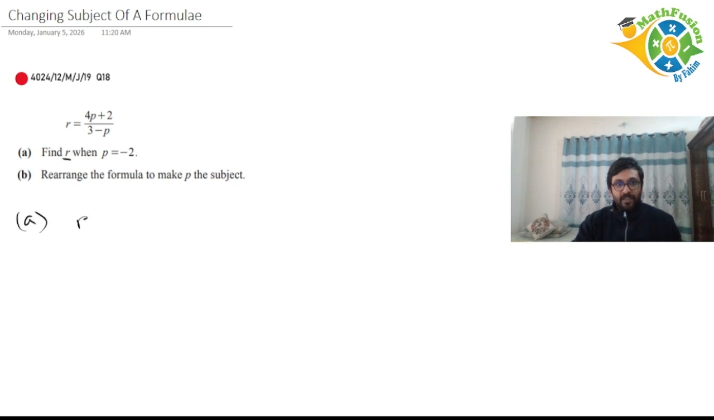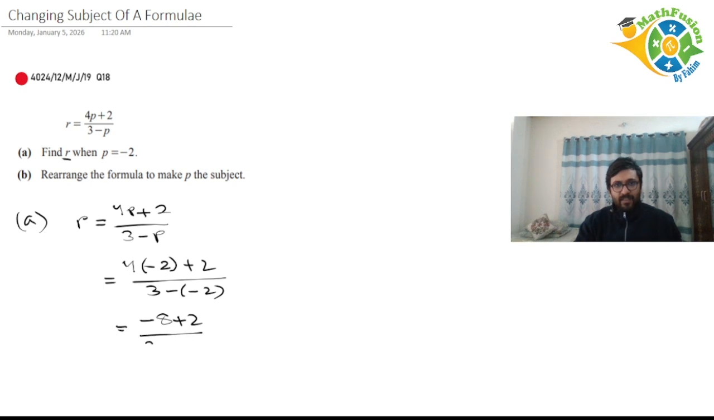So the equation is r equals (4p + 2) / (3 - p). We need to replace p with minus 2. So 4 times minus 2 plus 2, and 3 minus minus 2. So 4 into minus 2 is minus 8 plus 2, and 3 minus minus becomes plus 2. So finally we get minus 6 divided by 5.